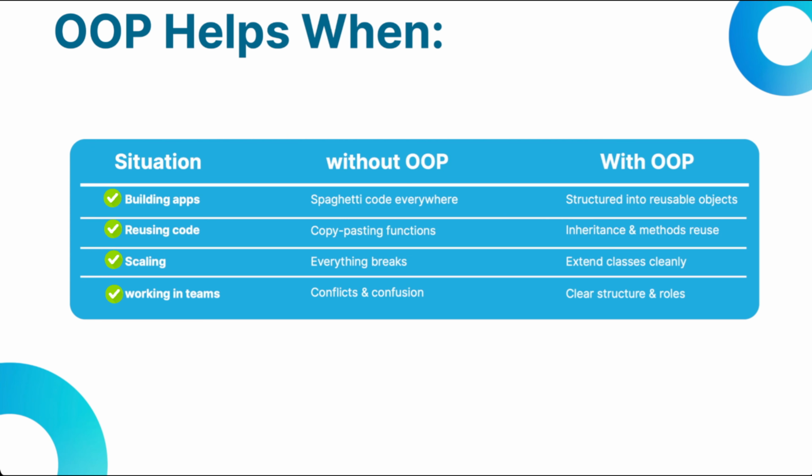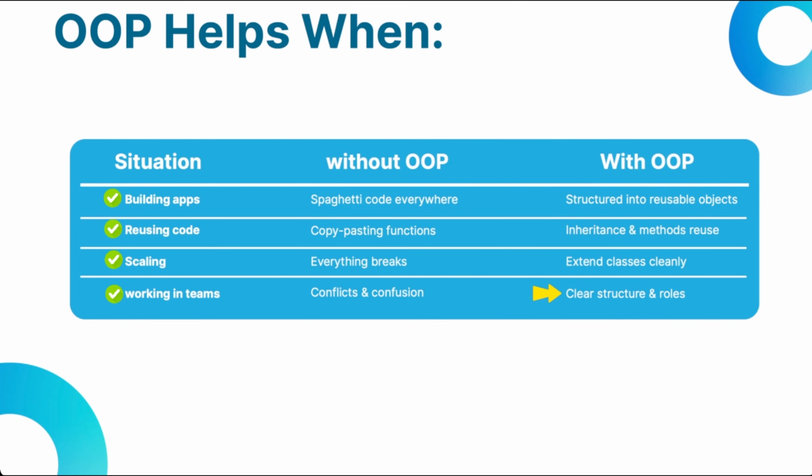Working in teams, which is the fourth one. Without object-oriented programming, when multiple developers work on the same project, there is conflict and confusion because no one knows where things belong. With object-oriented programming, there is a clear structure and clear rules for each part of the code, so teamwork becomes much easier.